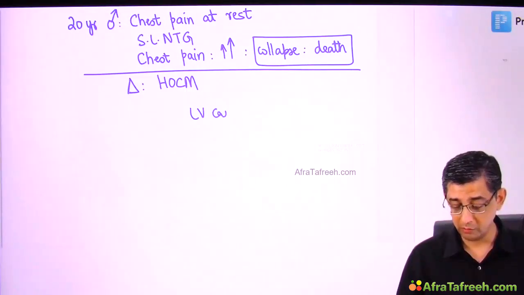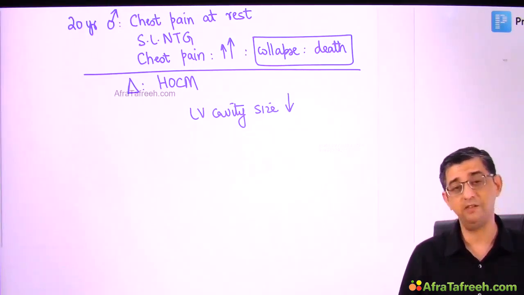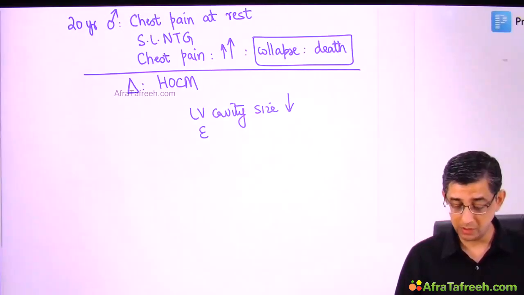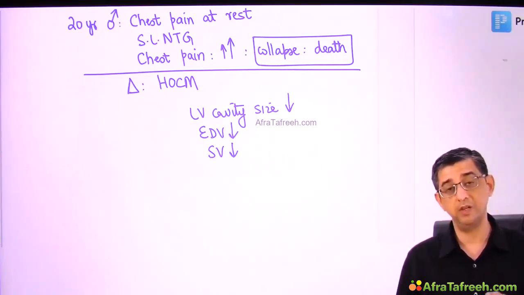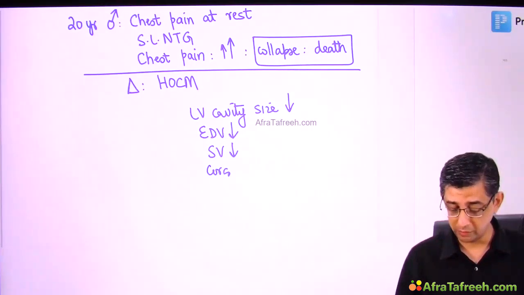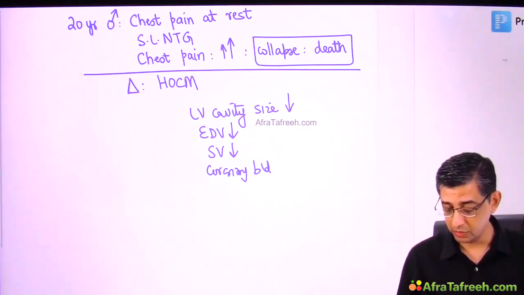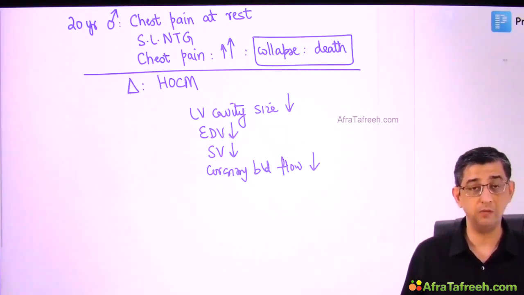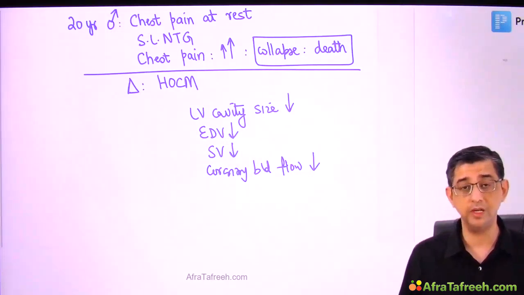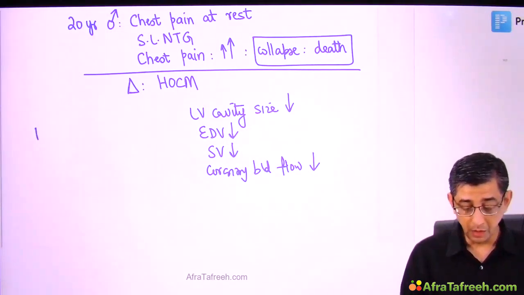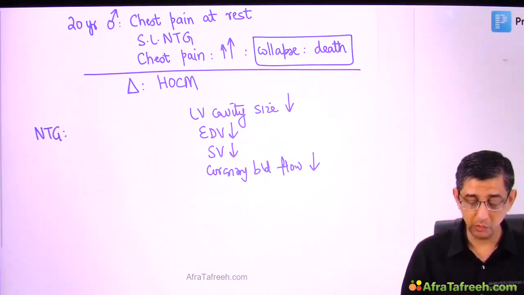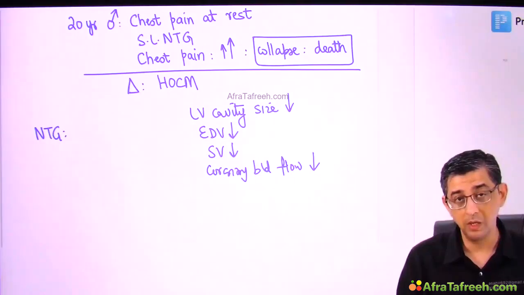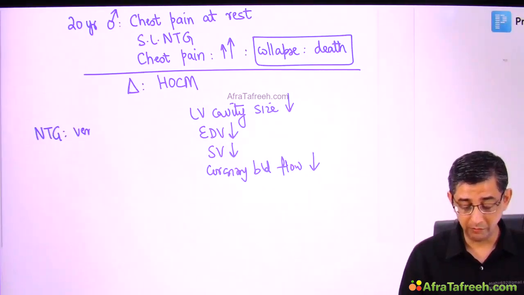First and foremost, I have already explained to you in the first slide that in HOCM, the left ventricular cavity size is reduced. This means that already less blood is coming in the left side of the heart, the stroke volume is already less, and if less blood will go out of the heart, the coronary blood flow of these patients is already on the lower side. I repeat the statement once again because it's a diastolic malfunction. Less blood will come in, less will go out, therefore coronary blood flow is already lesser. Now, when I gave nitroglycerin to this undiagnosed case of HOCM, nitroglycerin is a very good vasodilator.